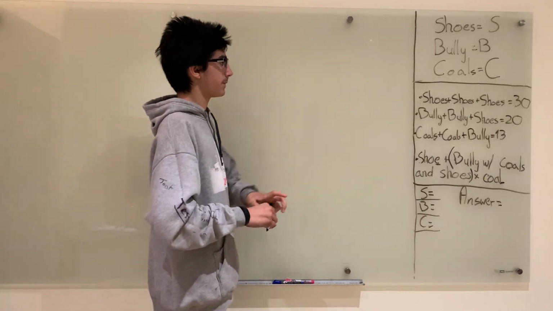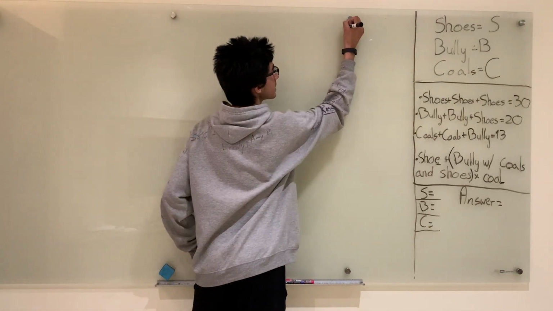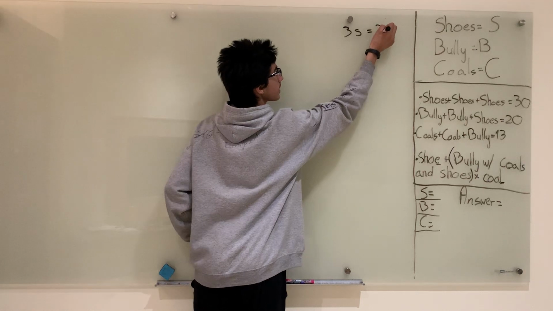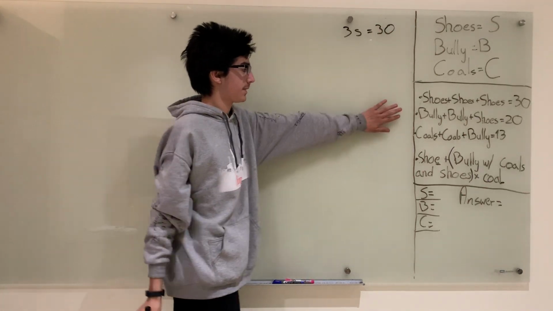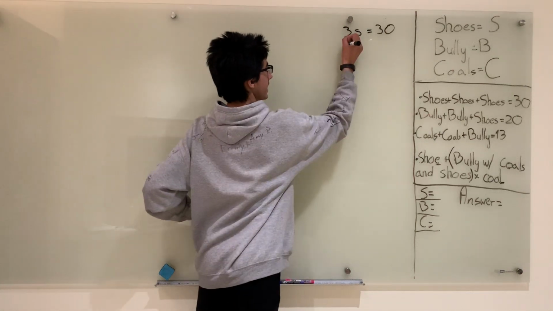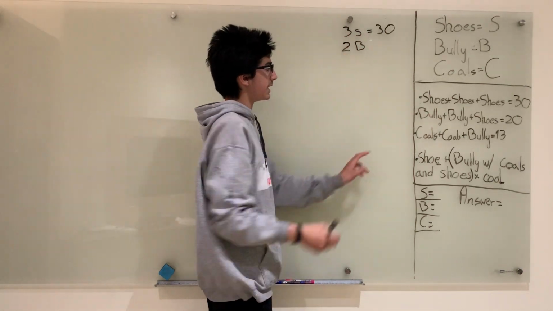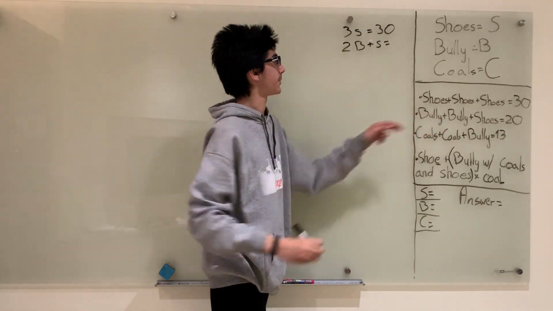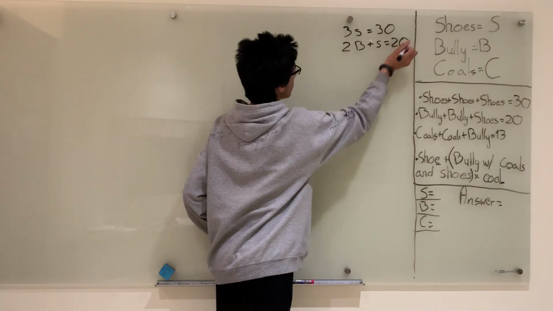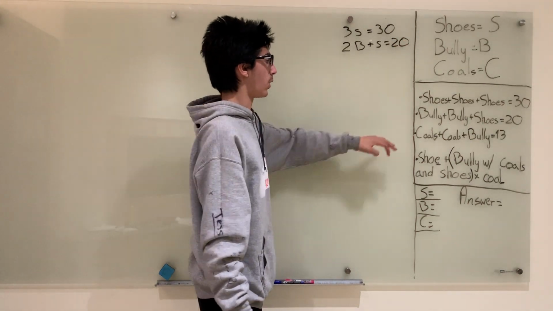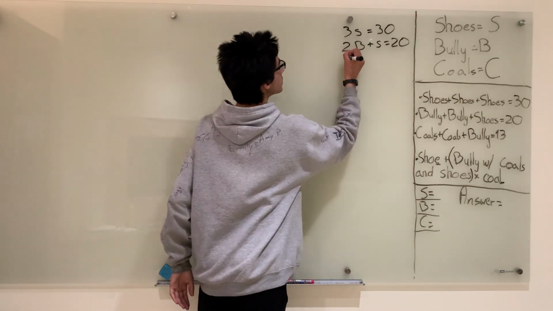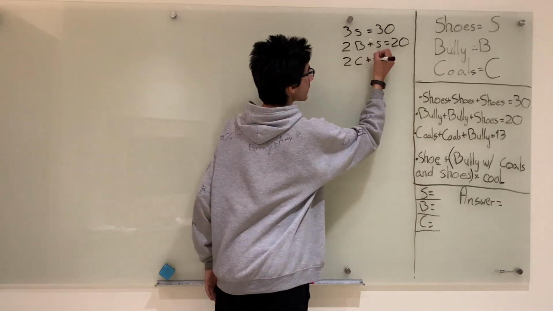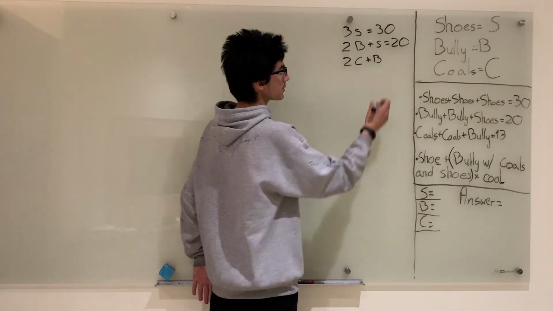So we could, from the first equation, we have 3 shoes, so that's 3s, and that will equal 30. Then we have 2 bullies, so that's 2b plus a thing of shoes, and that is for 20. Then we have coals and coals, so that's 2 coals, and that plus a bully, and that equals 13.